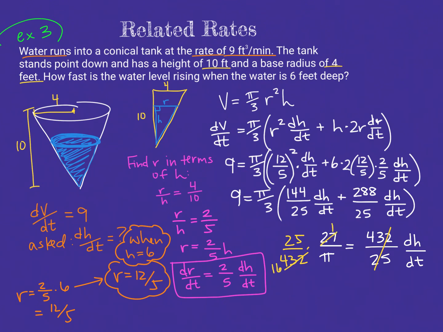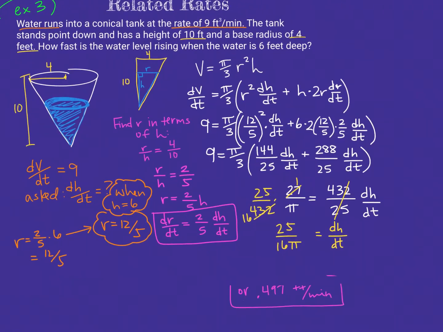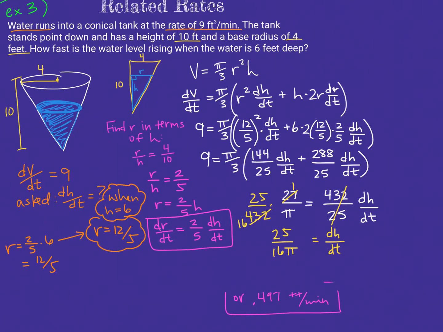And we're left with our final answer, which we got in way 1, which we should have, which is 25 over 16 pi, which as we saw before was about 0.497, which is still left here from before. So it was 0.497 feet per minute, and that is the rate of change of our height with respect to time when the water is 6 feet deep.